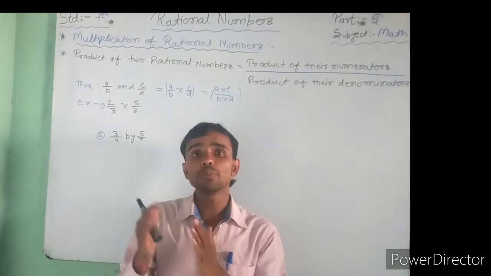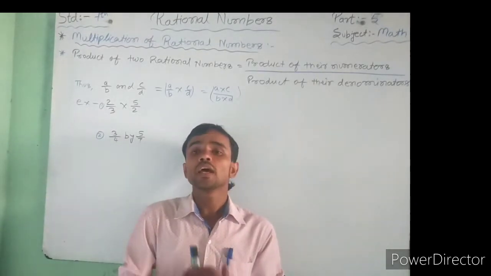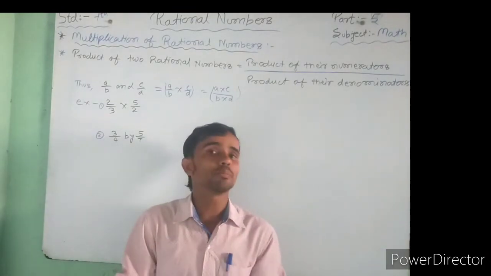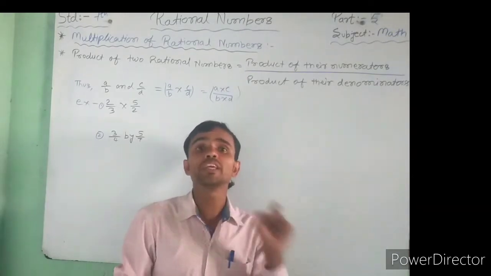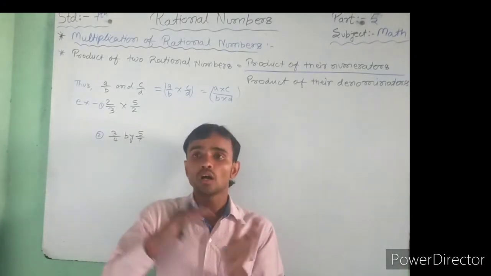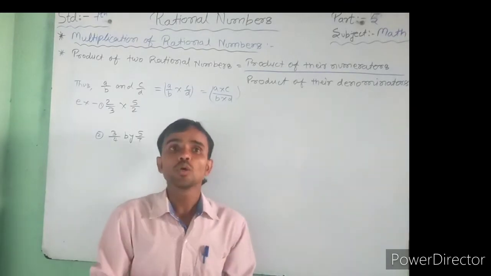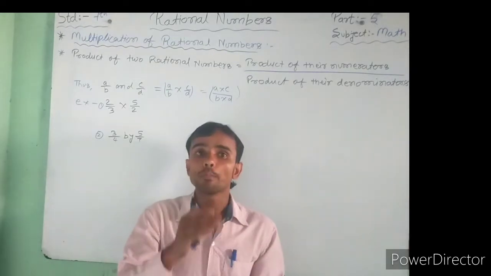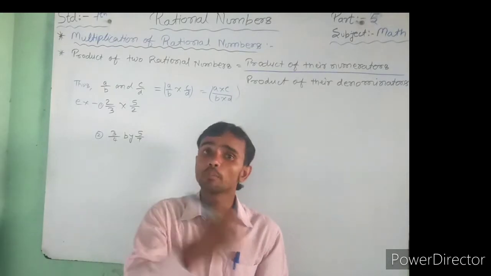In multiplication of rational numbers, the question has the form a by b and c by d. When you multiply, the result is a into c upon b into d. Another way to say it: multiplication of rational numbers equals the product of the numerators upon the product of the denominators. That is the form of multiplication of rational numbers.